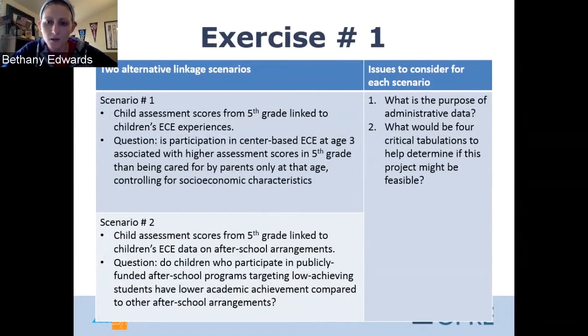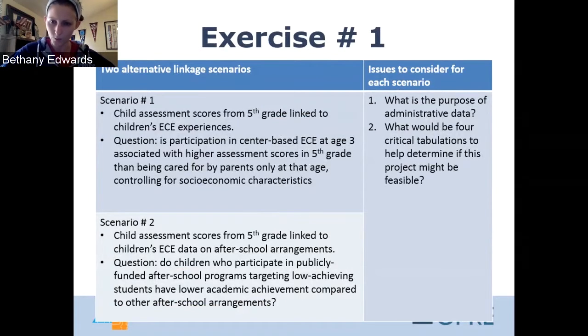We agreed that the purpose of the admin data in both scenarios was for the outcome, since the 5th grade assessment scores was the admin data, and that was your outcome variable. And then we mainly talked about how in both scenarios you want to make sure that there is enough overlap between the children in either the early childhood programs or in the after school programs and those that you have admin data for, or else basically your sample sizes would be too small to run any kind of analysis. But that's kind of all we got to.